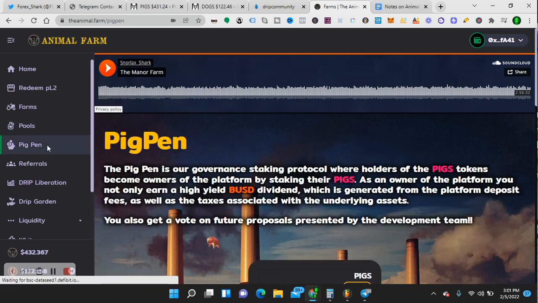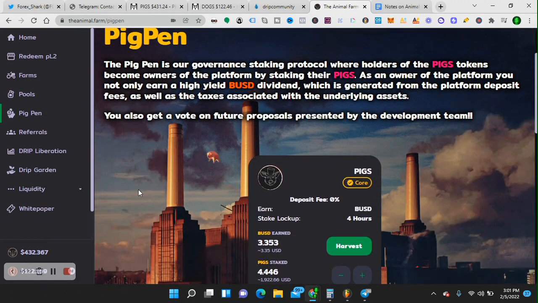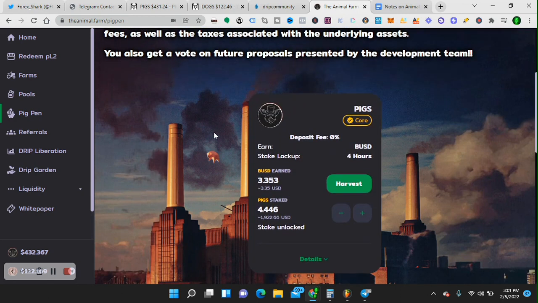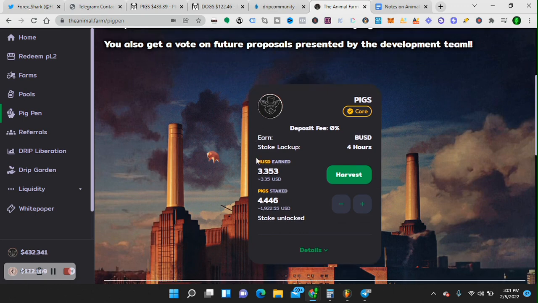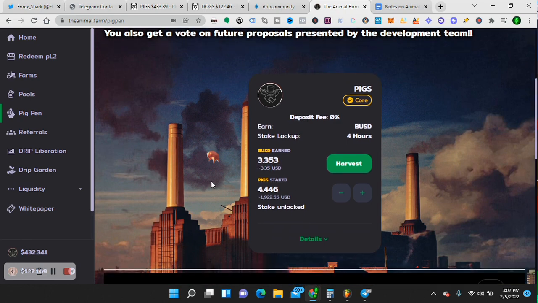So first of all, the pig pen is where you stake your pig. So remember, if you have pig tokens, you have an ownership in the protocol itself. So pig tokens equal ownership in the protocol. And when you stake your pigs here, you will earn off of all of those fees that we just read, right? Now, real-time numbers, it's been 24 hours since I claimed or harvested.